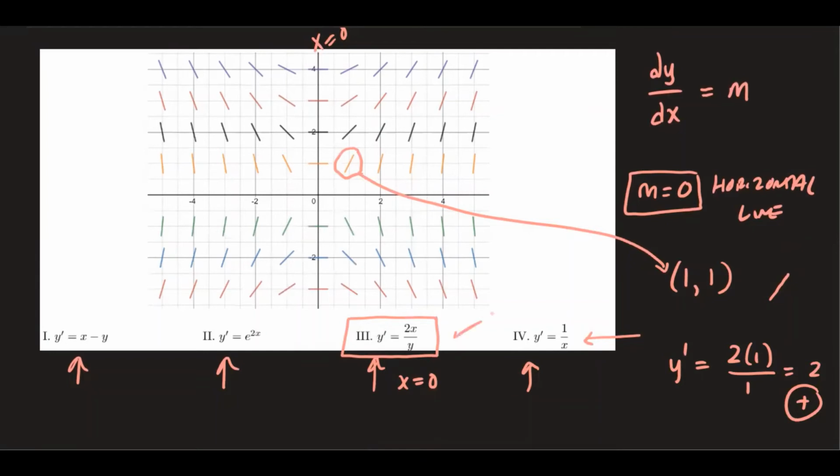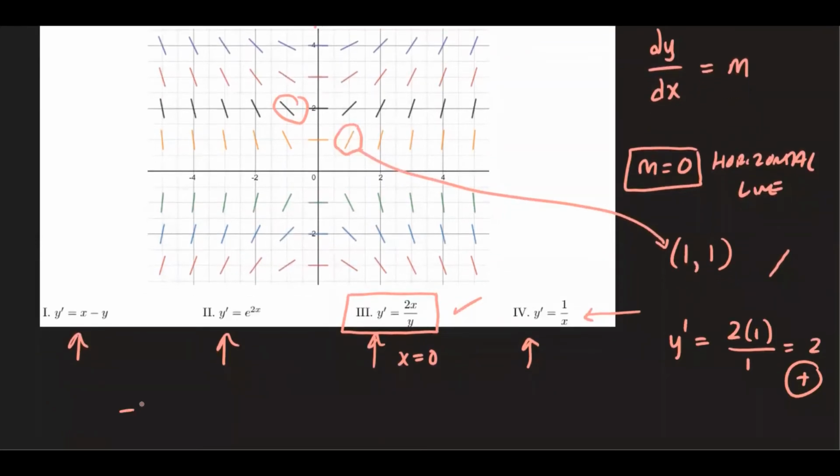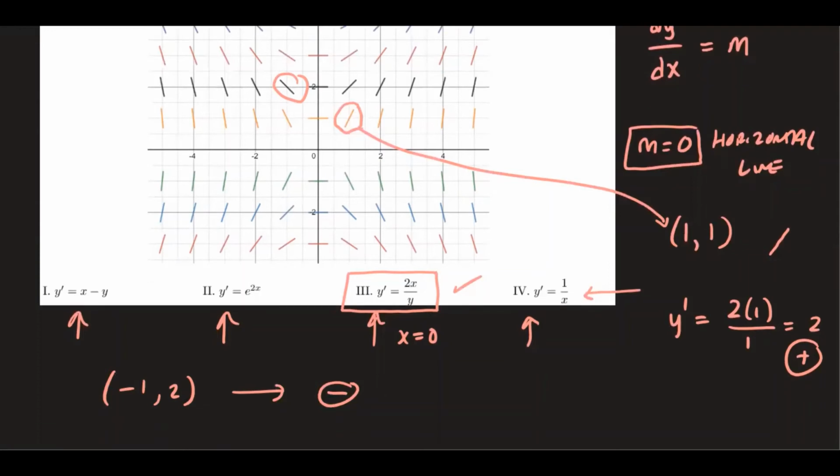Now, if you want to be super sure that you have the right differential equation representing the given slope field, just pick another random point and see if you get that particular slope. So for instance, let's try out this one. That point is negative 1, 2. So we want to test negative 1, 2 and see if we have a negative slope with the same equation number 3.